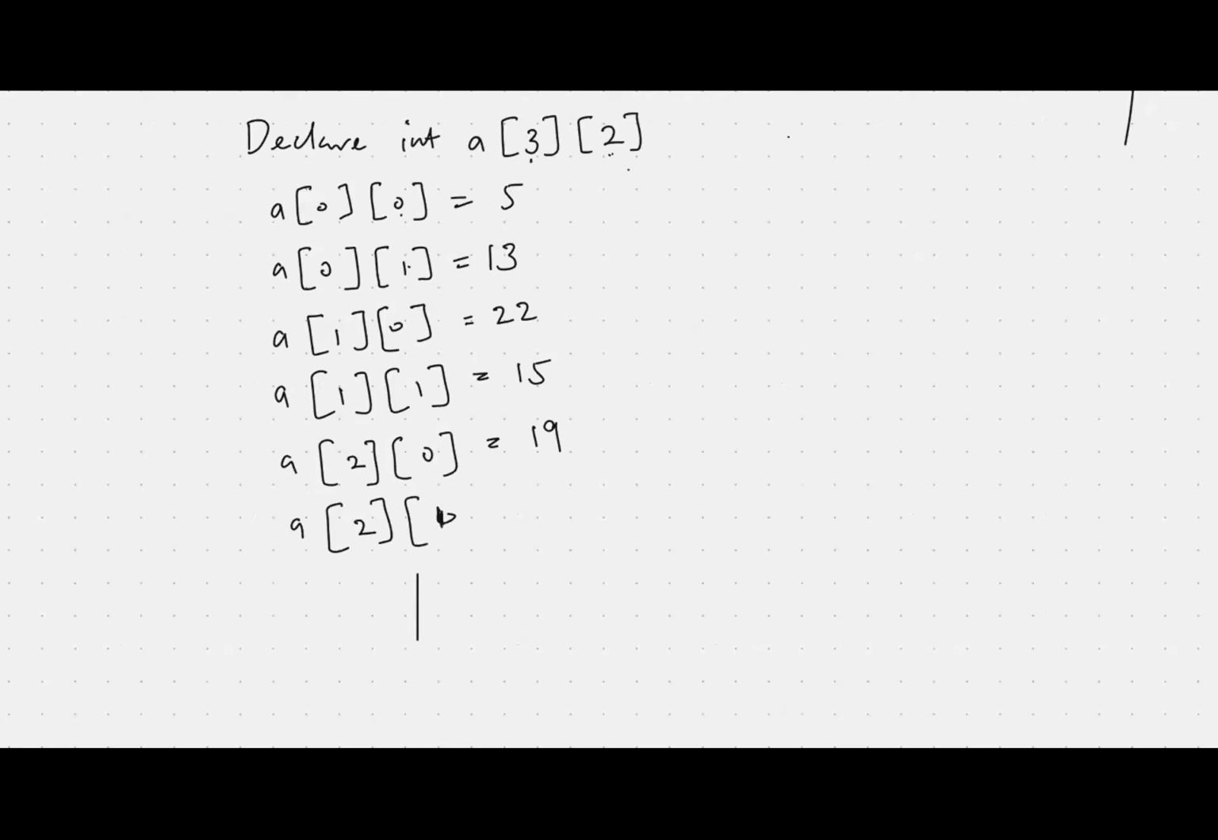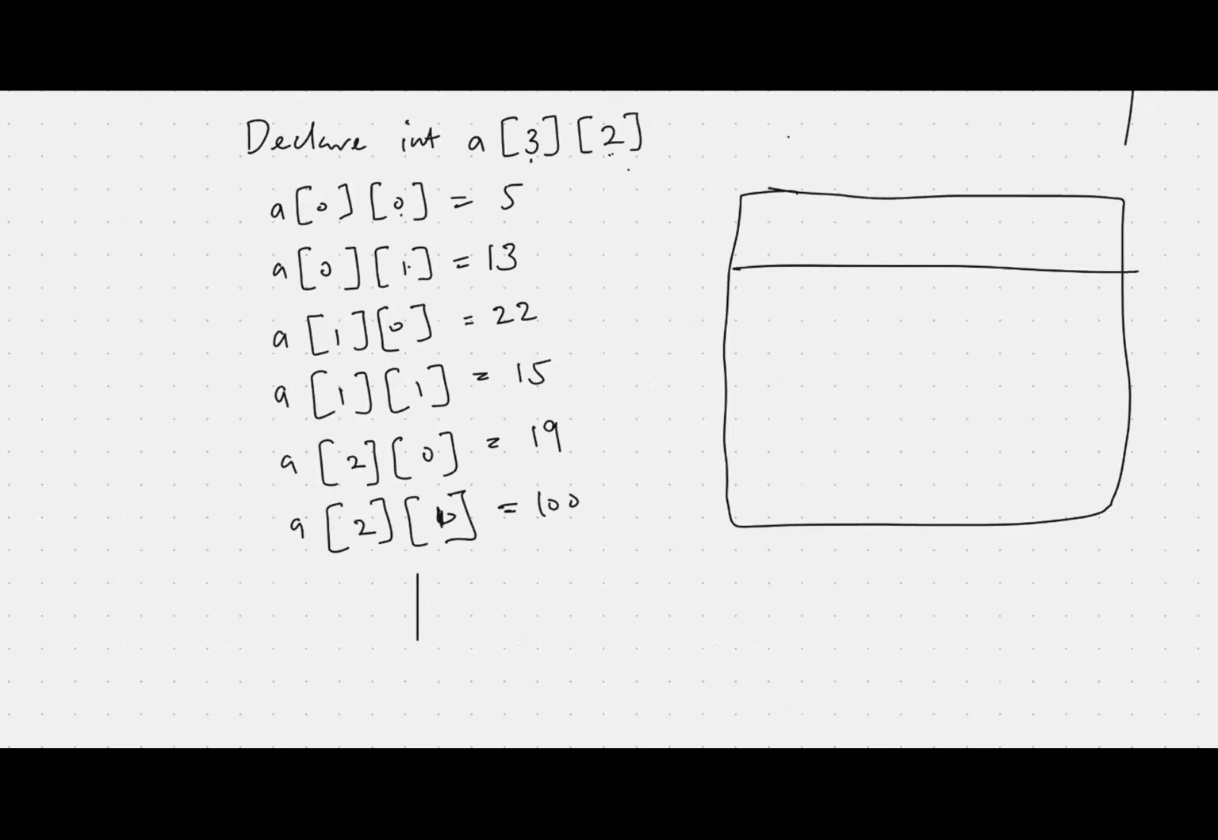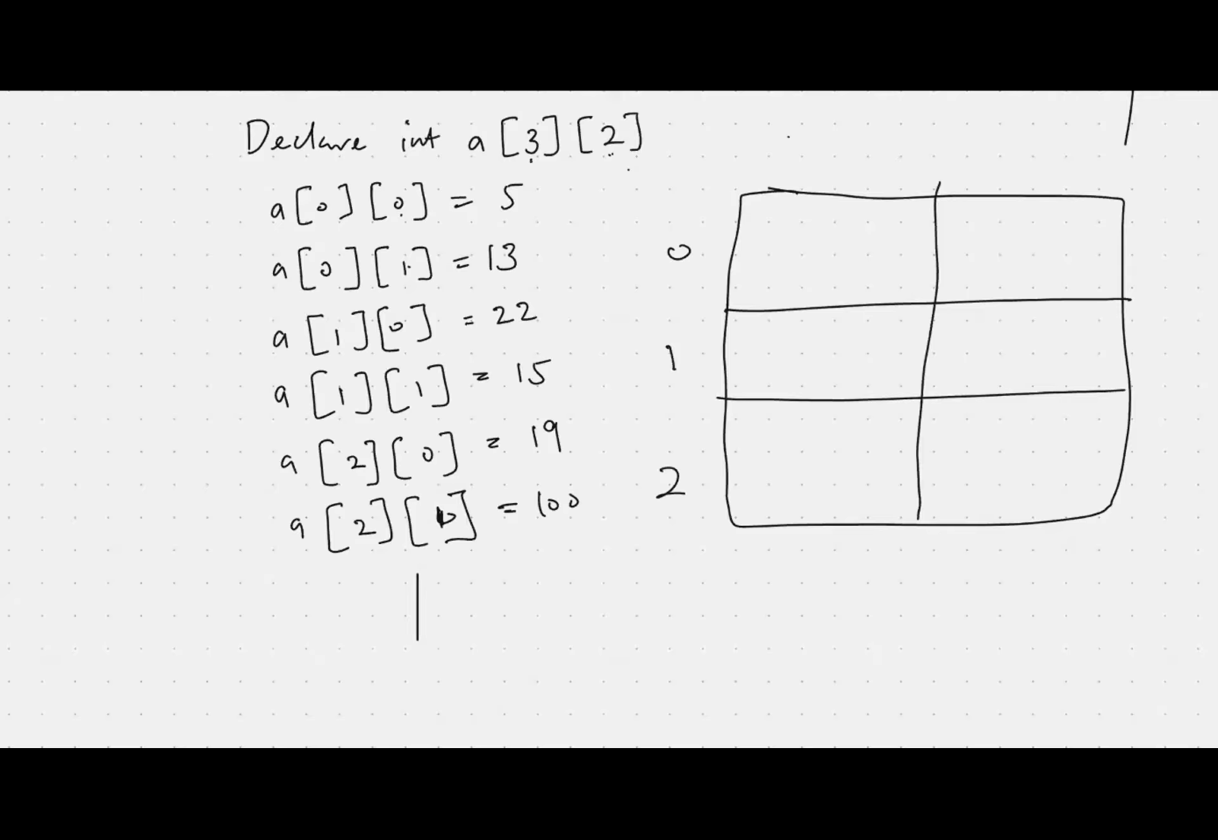So what it means is that you have a matrix of 3 rows: row 0, row 1, and row 2. And then the columns are just 2: column 0, column 1. So here you have 5 inside this one. You have 13 inside this one. You have 22 in position 1, 0. Okay, sorry, so 22.